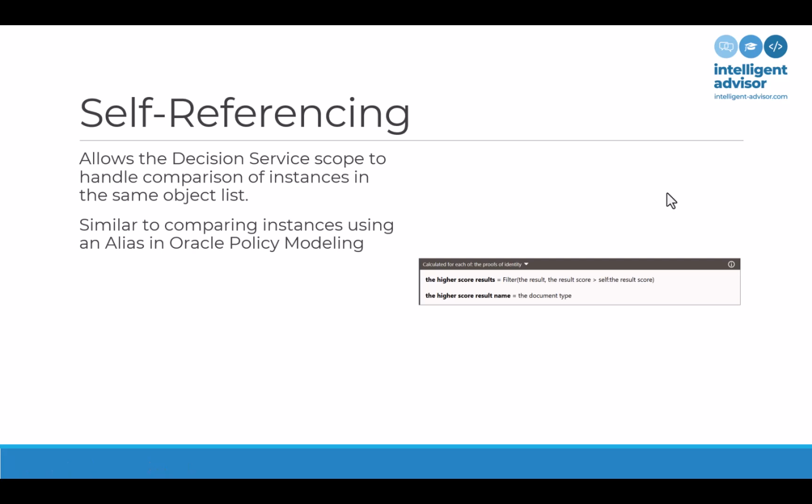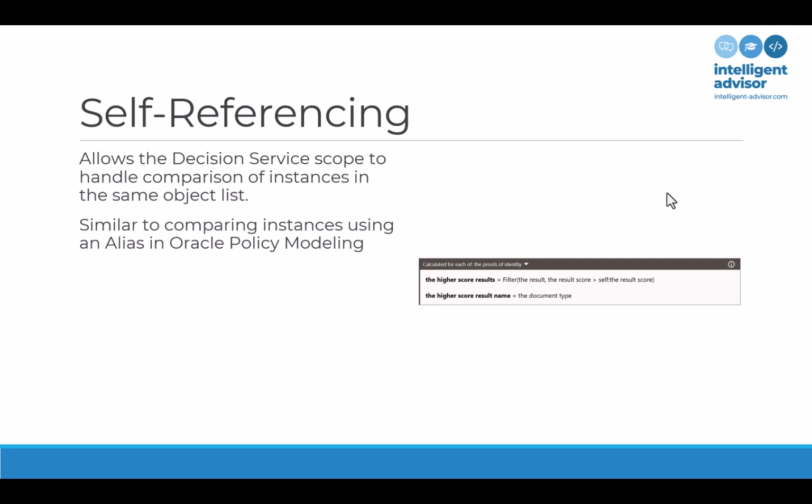Self-referencing is something that we've been able to do for a while in Oracle Policy Modeling, which is to avoid endless loops comparing instances. You know, if you have 2 children, and one is called Bob and one is called Richard, and they're both aged 11, and maybe you want to compare Bob and Richard to see if they're twins. You get into this weird loop where it doesn't seem to understand that Bob and Richard are different children. And in Oracle Policy Modeling, we use aliases to let us do that properly.